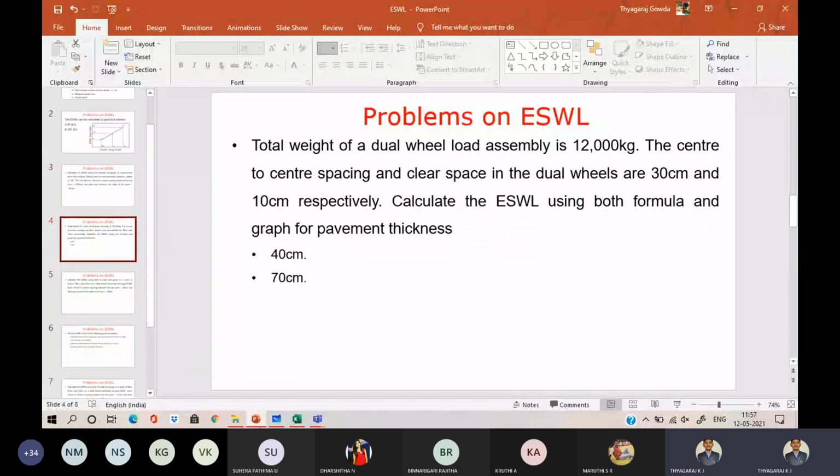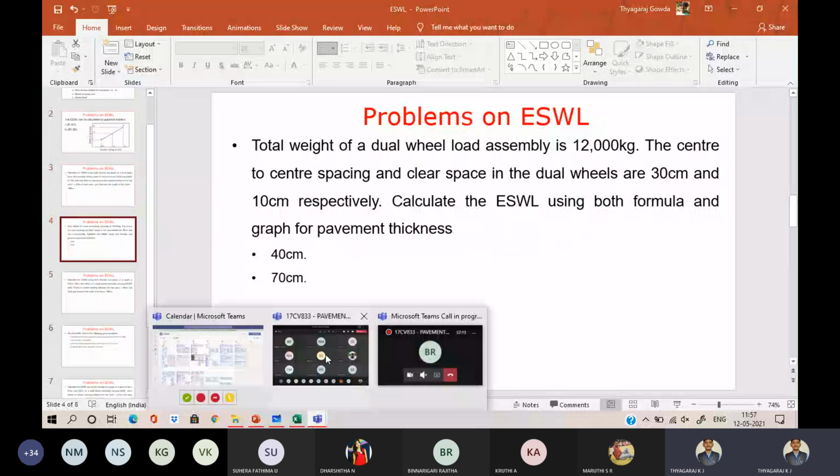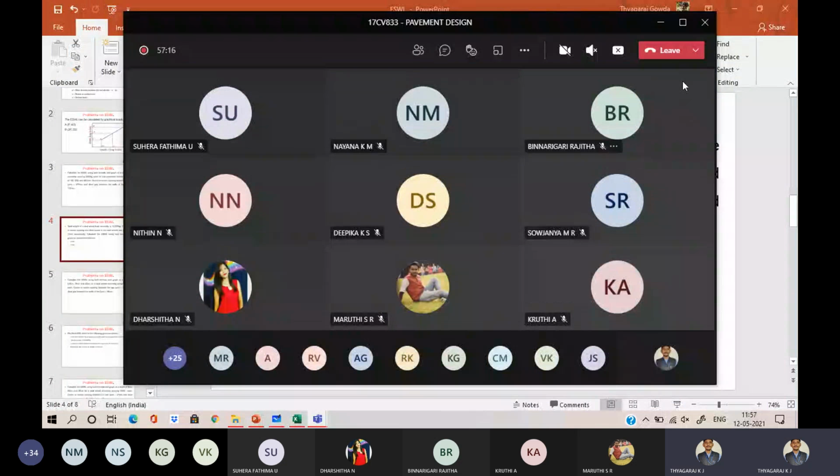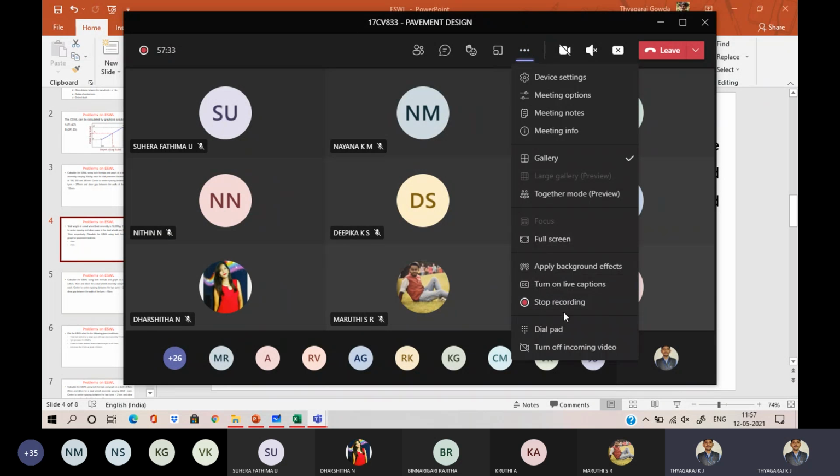So I'm going to stop the session now. This completes the half portion of the second module. Till now what we have discussed, the half portion is completed. From next class onwards, that is from Monday, I'm going to start with various methods of pavement design, the various methods used for the design of pavement, and we will be solving more problems on that. Okay.